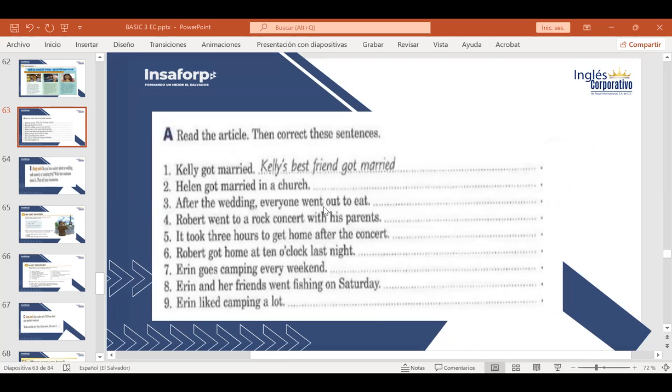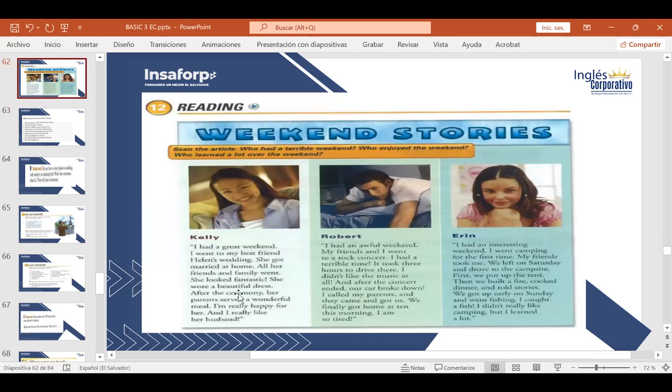After the wedding, everyone went out to eat. No, did your parents serve a wonderful meal? Okay, so we can say they eat at home. Their parents serve a wonderful meal. Okay, so it means that they didn't go out. They eat.